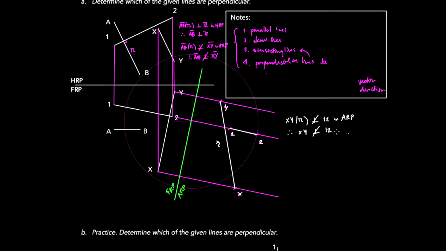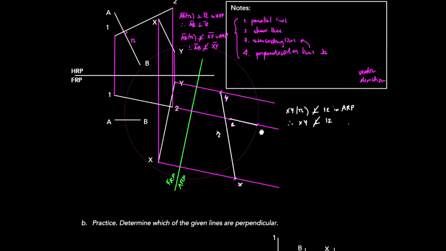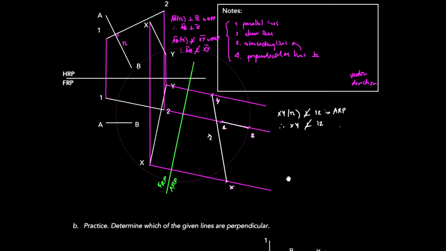If it's specifically like that, let's take this problem. It says, determine which of the given lines are perpendicular. Since it only asks which lines are perpendicular, I can just answer this one, because this is the only pair that is perpendicular. So I can say that AB is perpendicular to 1, 2. Among the three lines, I can write as a final answer: only AB is perpendicular to 1, 2.